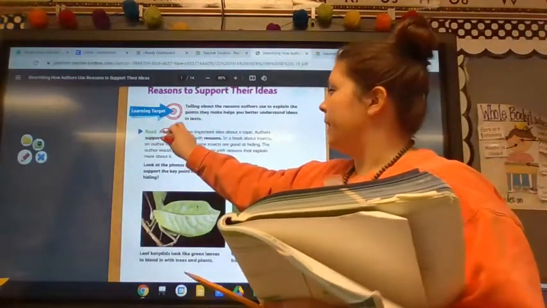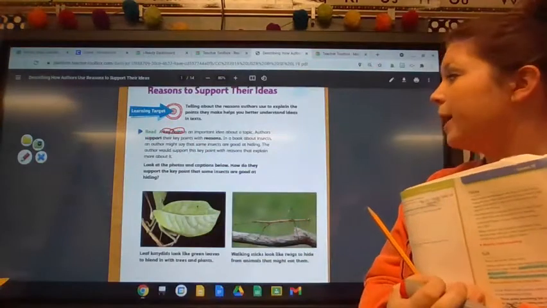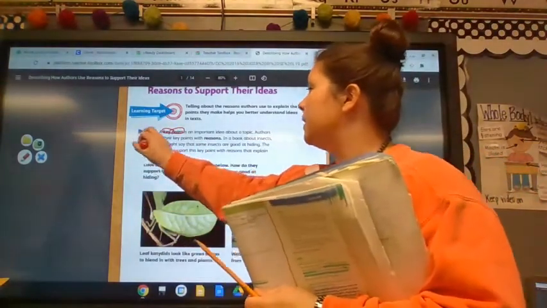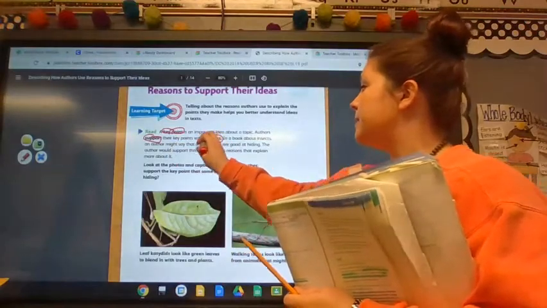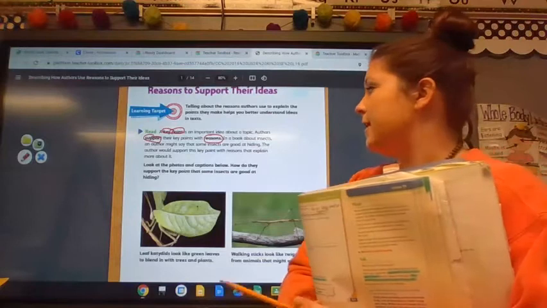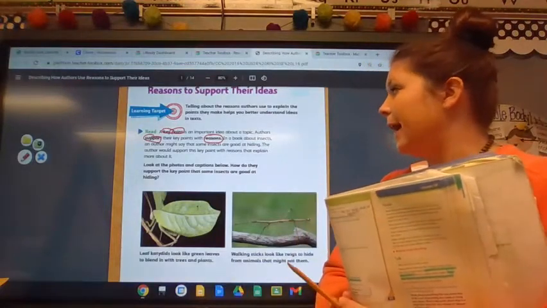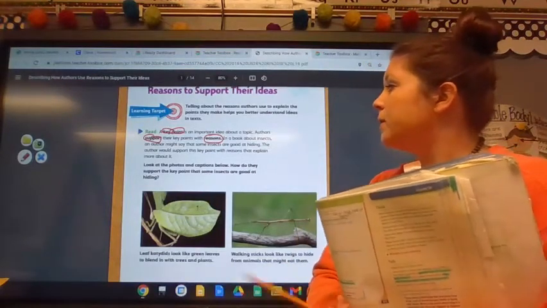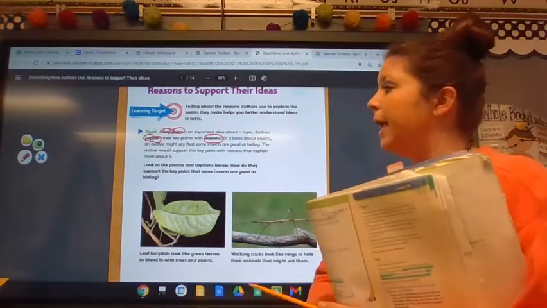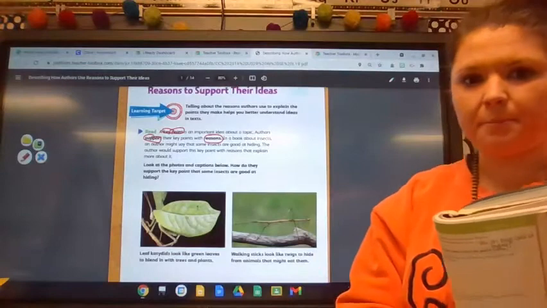A key point is an important idea about a topic. Authors support their key points with reasons. In a book about insects, the author might say that some insects are good at hiding. The author would support this key point with reasons that explain more about it.